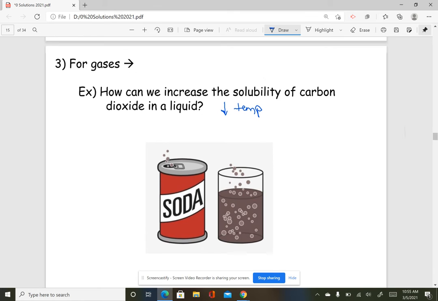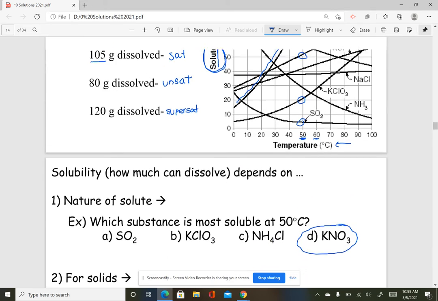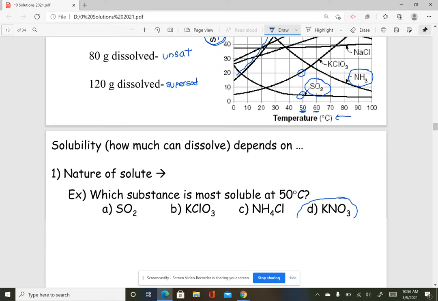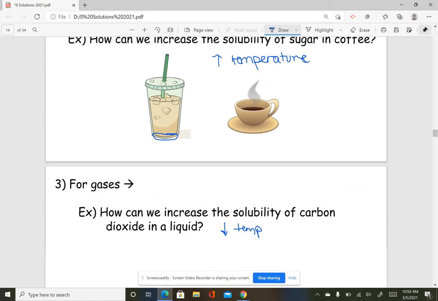Okay, if we look up at table G again, HCl, NH3, and SO2. What do you notice is different about those three lines versus everything else on the graph? They're sloping down. They dissolve better in colder temperatures than in warmer temperatures. So we know that because they're going down like that, they're gases. They dissolve better in cold water.